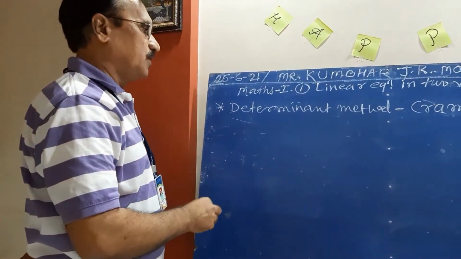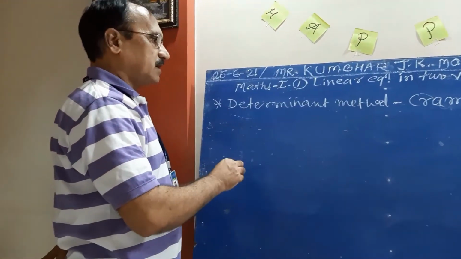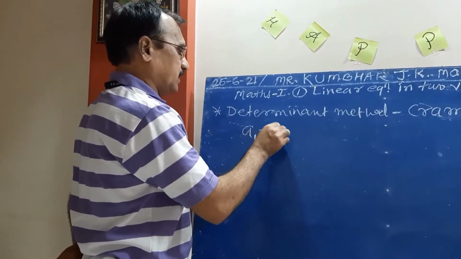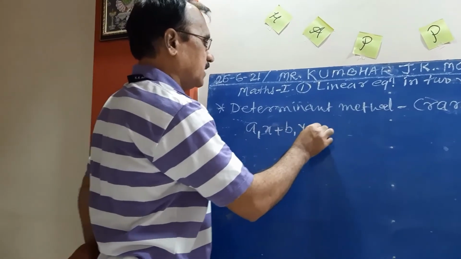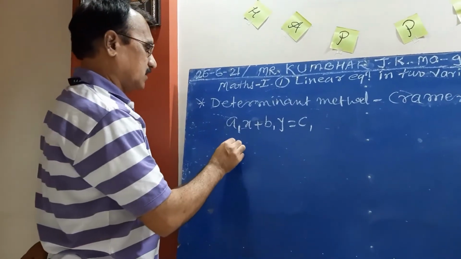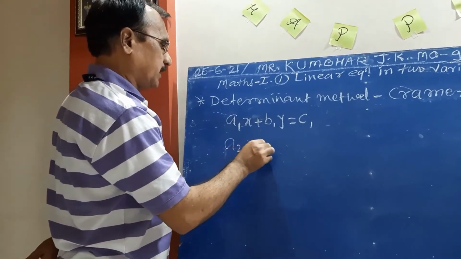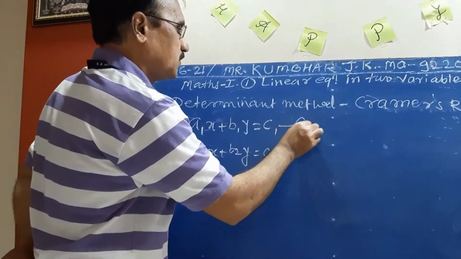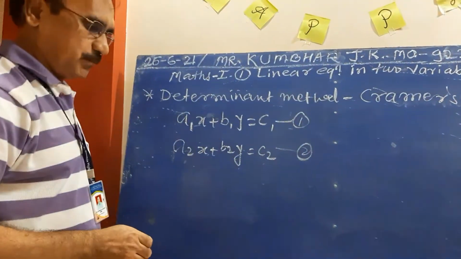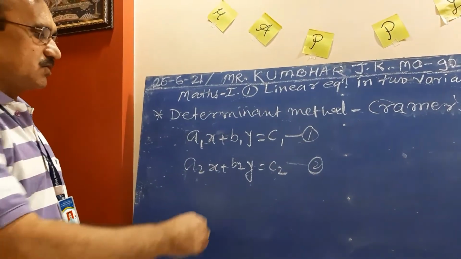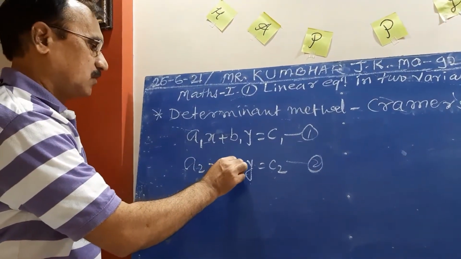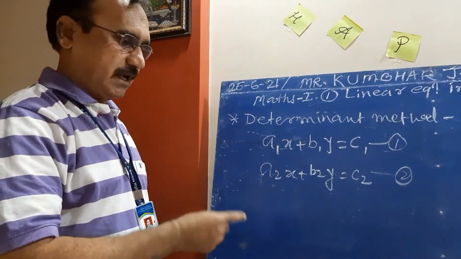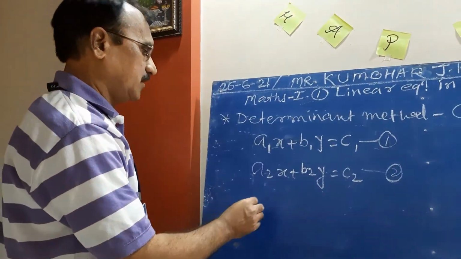How to solve? Given an example, first we are going to write the standard form of simultaneous equations. We know a1x plus b1y is equal to c1. Then the second one, a2x plus b2y is equal to c2. Equation number 1 and equation number 2. From these equations, we can solve the simultaneous equations. First, we have to find from these two equations D, Dx and Dy. What is the value of D?